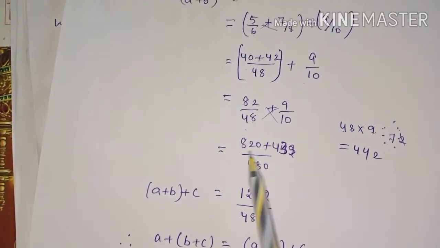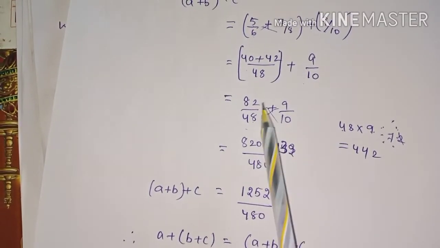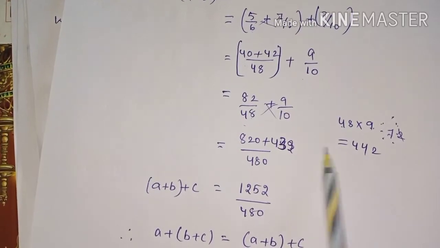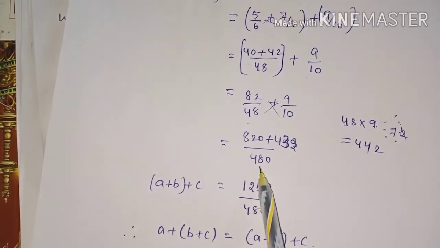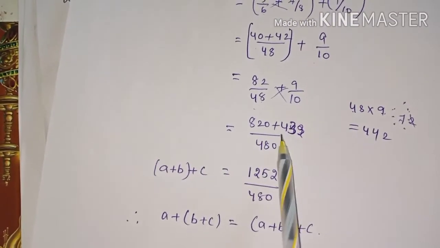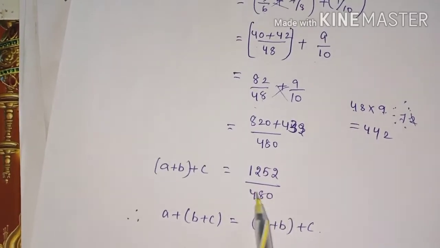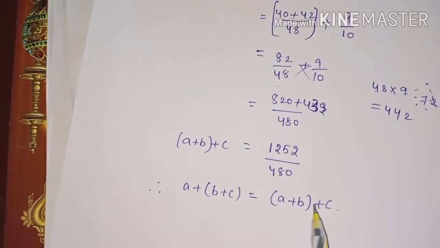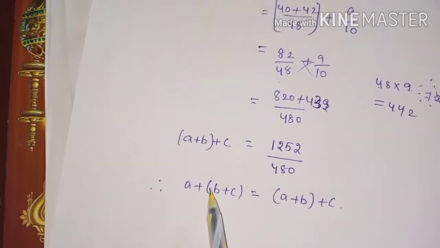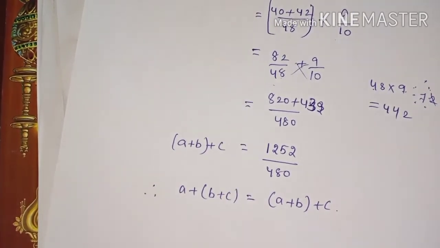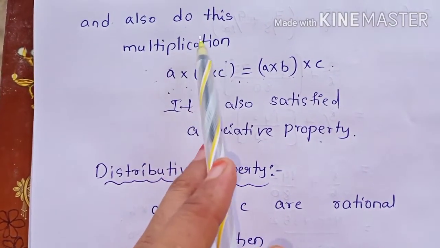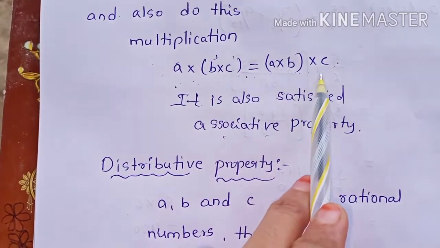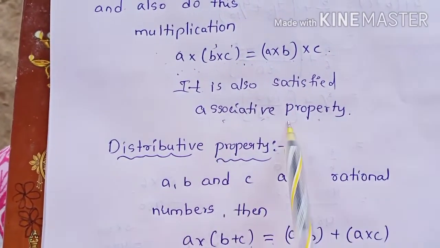48 tens are 480. Cross multiplication: 82 tens are 820. 48 nines are 432. Divided by 480. 820 plus 432 is equal to 1252 by 480. Therefore, A plus of B plus C is equal to A plus B plus C. Addition is also satisfied in this property. And also do this for multiplication. A cross of B cross C is equal to A cross B cross C. It also satisfies the associative property.